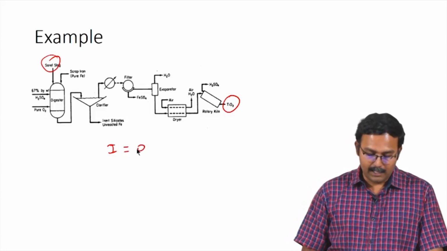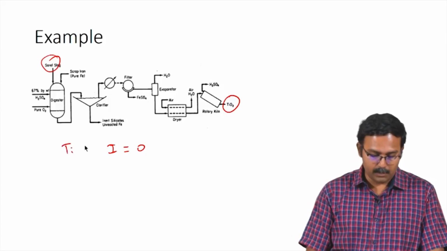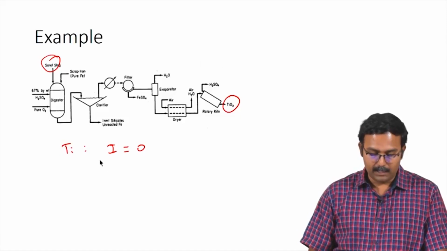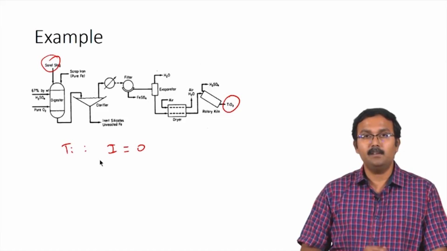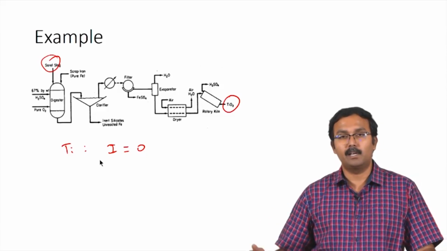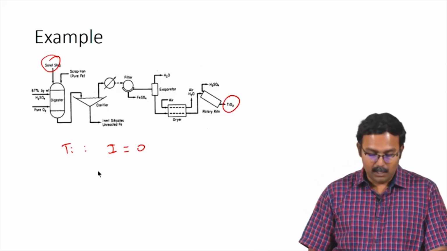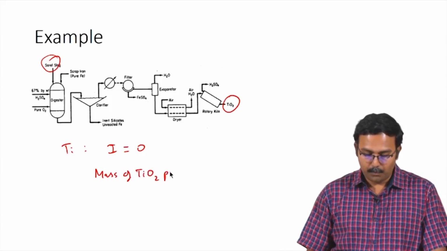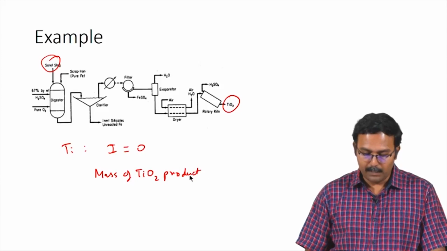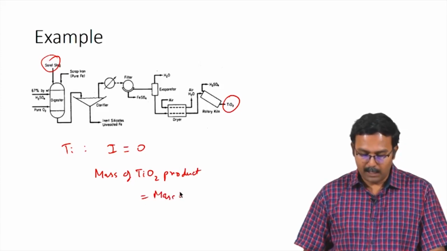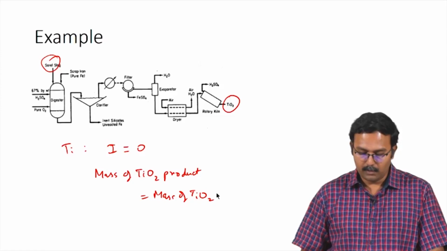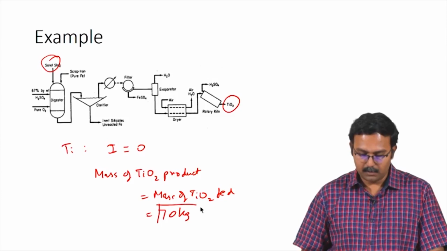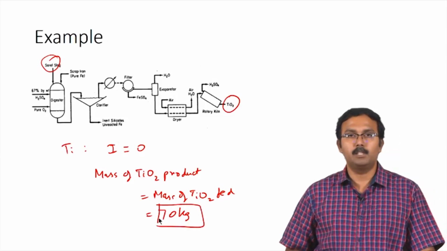So, taking that into account for Ti, which is the elemental balance for titanium, we know that whatever titanium is entering would be leaving in the form of TiO2 again. So, the mass of TiO2 product would be equal to the mass of TiO2 fed, which is 70 kilograms. So, with this we have solved this problem.